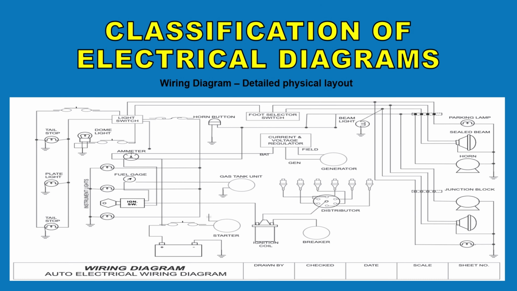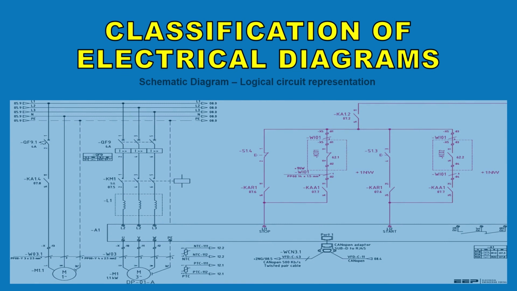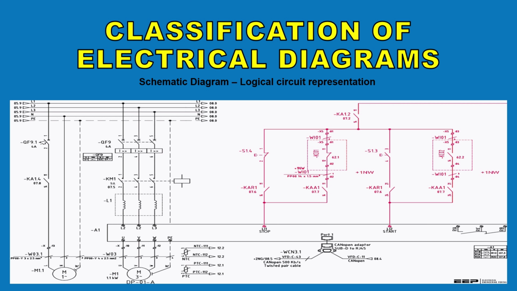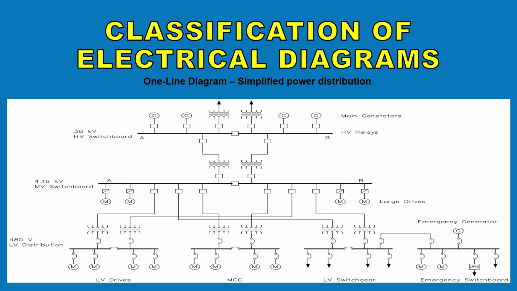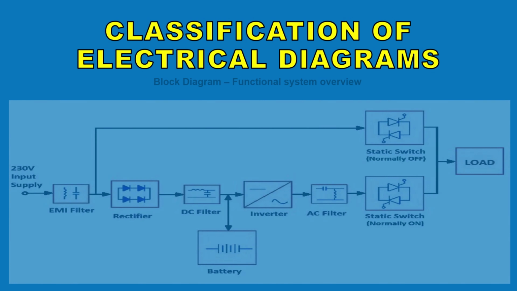Electrical diagrams are categorized based on their purpose and level of detail. Wiring diagrams illustrate real-world component placement, whereas schematics emphasize logical circuit functionality. One-line diagrams streamline power distribution representation, while block diagrams provide a high-level view of system functionality.